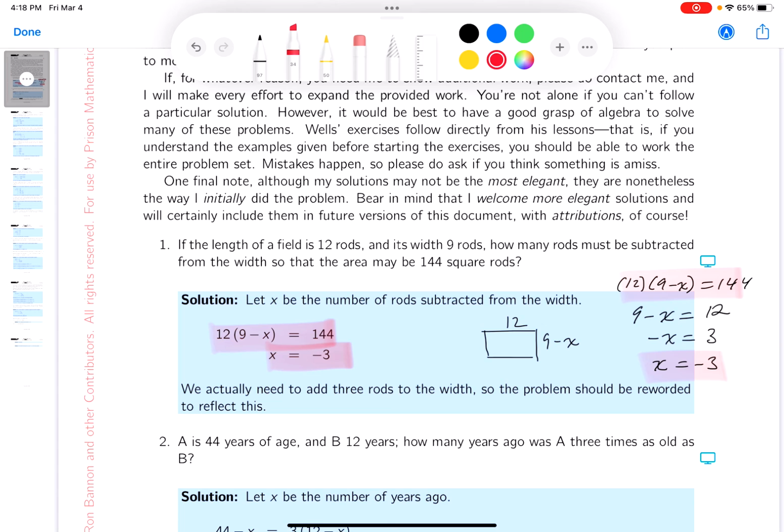But there's a problem here, all right? And we're really not subtracting rods, right? We're actually adding rods. Why is that? Look at it. It's 9 minus x. So we're not really subtracting. We're actually adding 3 rods. So I want to point out we actually needed to add 3 rods. So the problem should be reworded to reflect that. And Wells would say that's proper. We should reword the problem to reflect the nature of it.